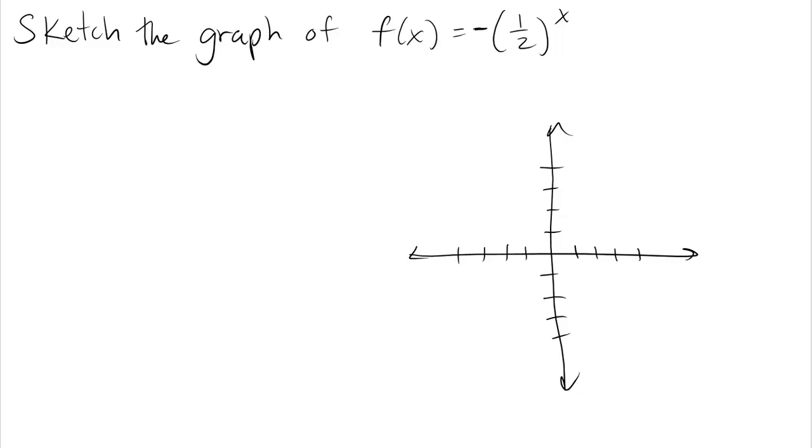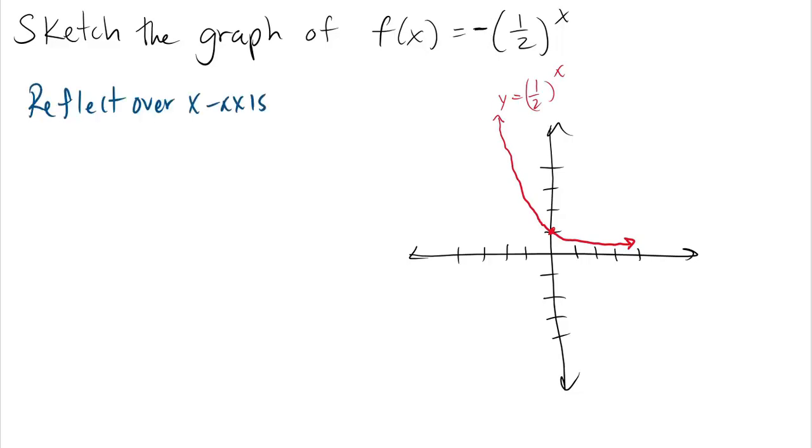Okay, hopefully you remembered to change the shape of your original function. Because the base is between 0 and 1, this function is a decreasing function. It moves down as we go to the right. This is y equals 1/2 to the x power. We've multiplied on the outside by -1, which we know is a vertical reflection. That's a reflection over the x-axis. And so all of these points are going to flip below the axis. This point at (0, 1) will reflect to (0, -1).